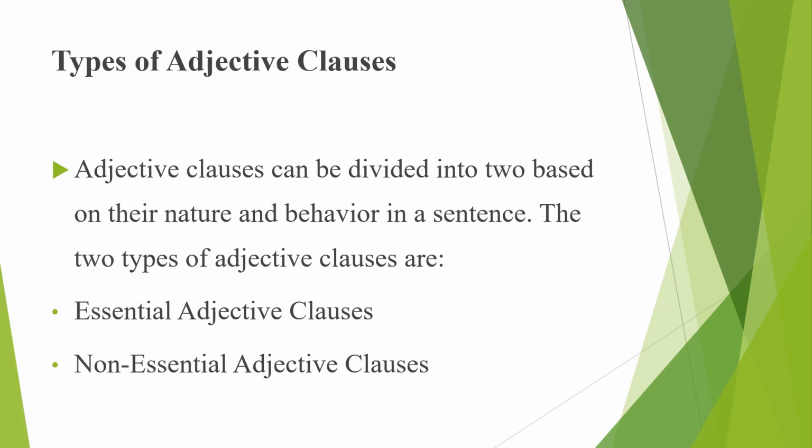There are some types of adjective clause, as you can see mentioned in this slide. An adjective clause can be divided into two based on their nature and behavior in a sentence. The two types of adjective clause are shown here. Number one is the essential adjective clause, and number two is the non-essential adjective clause.